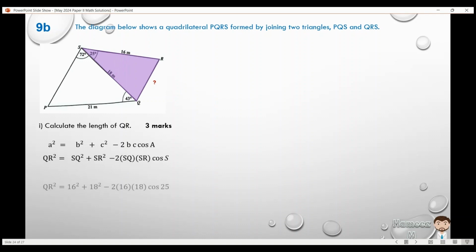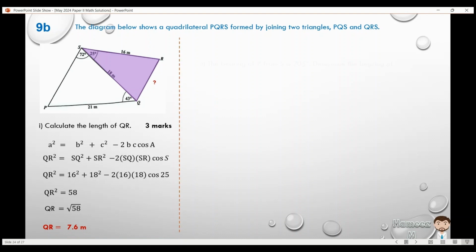And now we can simply substitute 16 squared plus 18 squared minus 2 times 16 times 18 cos 25. Remember, your angle of 25 is in degrees, so your calculator must be placed in degrees. So QR squared is equal to 58. As such, QR is equal to the square root of 58. So QR works out to be 7.6 meters, because that's the unit that we're using for length. Now let's go on to the next part.